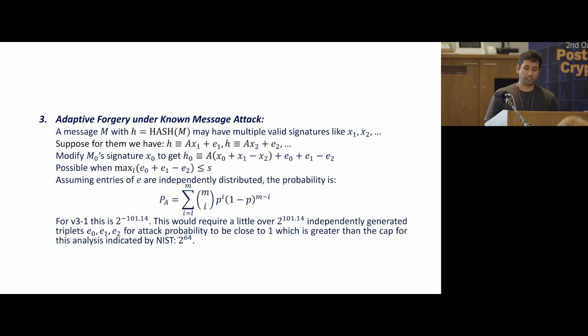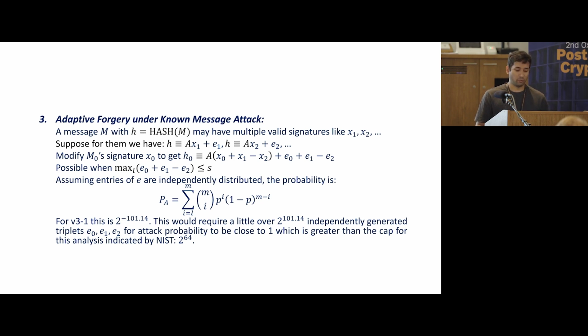Adaptive forgery under known message attack. A message M with hash H may have multiple valid signatures, and suppose for each one of them we have the corresponding error vector. We can modify some new message with its signature to get that expression. And it'll only pass as a valid signature if at least L entries of that expression are bounded by S. Assuming that entries of E are independently distributed, the probability of this is expressed by that.